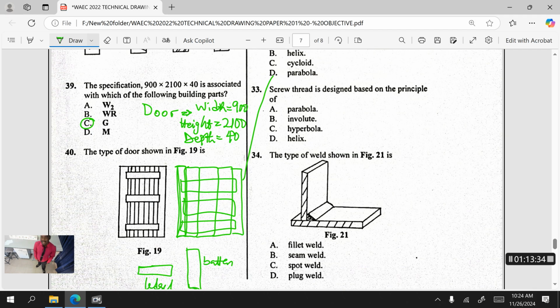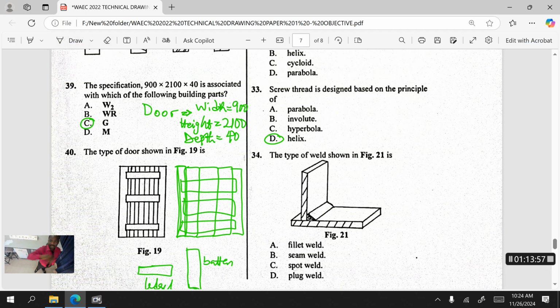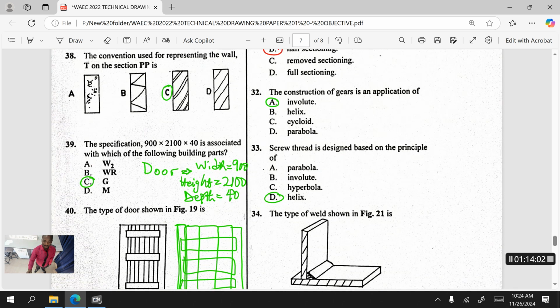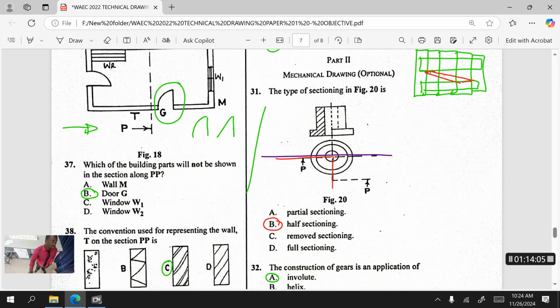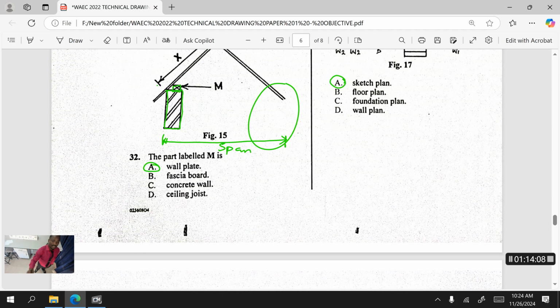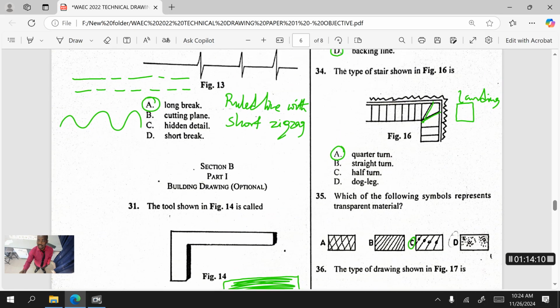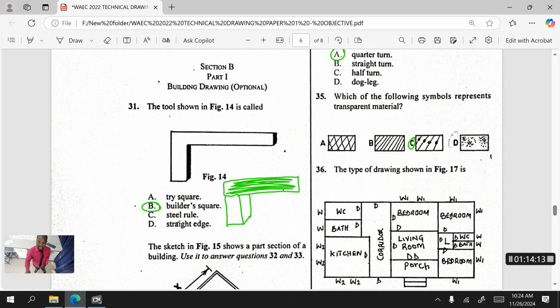33. Screw thread is designed based on the principle of what? Is it parabola? No. Involute? No. Hyperbola? No. The answer is what? The answer is ellipse. Please take note. That's why we said ellipse goes around a cylindrical object. So if you look at 33, we have D. If you look at building drawing 33, the answer should be D. Can you see? Backing line.